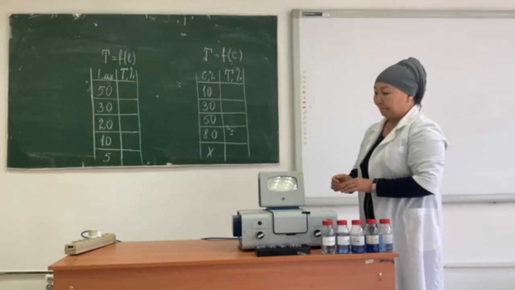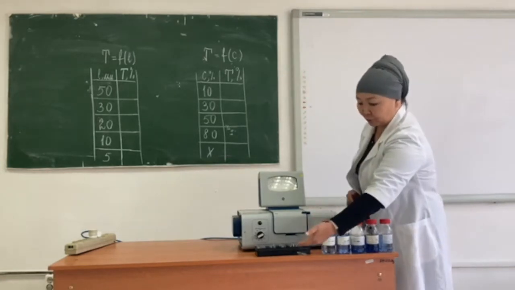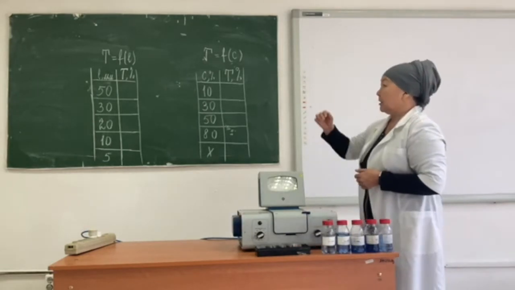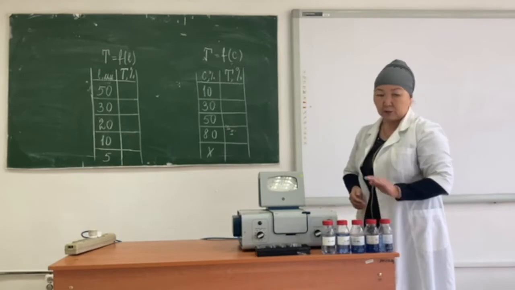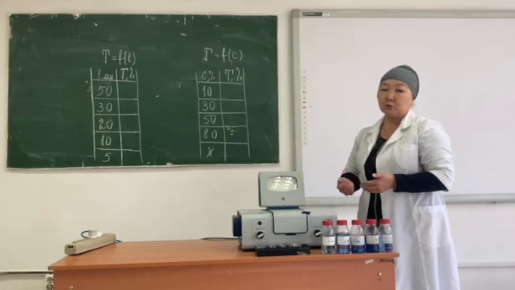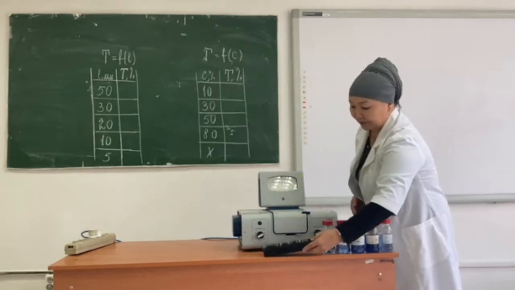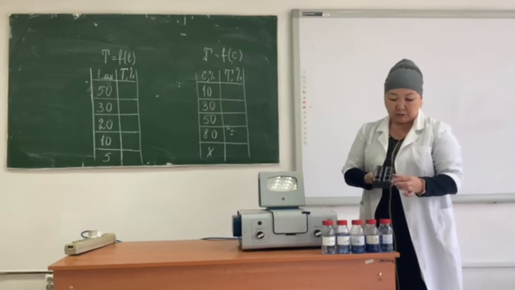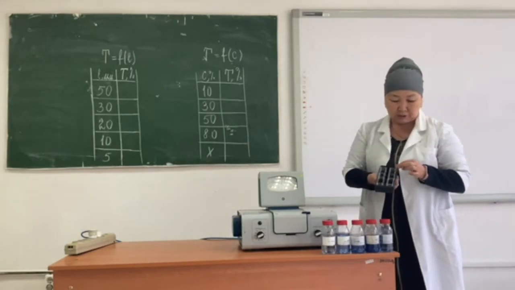In today's work, we must determine the dependence of the transmittance first, on the length of the cuvettes, which is the length of the optical path. Second, on the concentration of colored solutions. The vessels into which the test liquids are poured are called cuvettes. We have cuvettes of different lengths. These are 50, 30, 20, 10, and 5 millimeters.